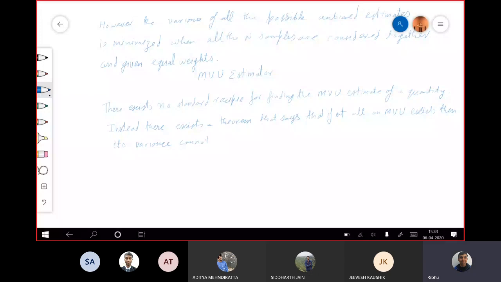So there exists no standard recipe for finding the minimum variance unbiased estimate of a quantity. Instead, there exists a theorem that says that if at all a minimum variance unbiased estimate exists, its variance is no lower than the Cramer-Rao lower bound, and the Cramer-Rao lower bound is the minimum variance that an estimate can achieve, or the CRLB.